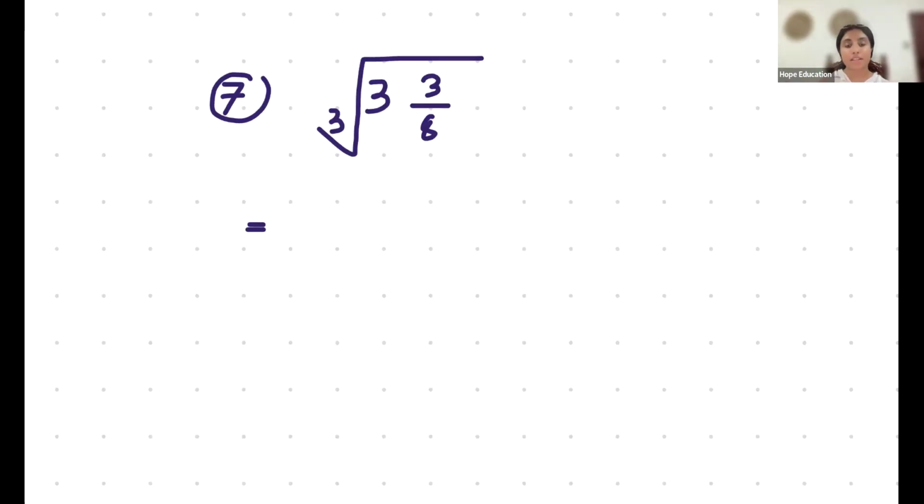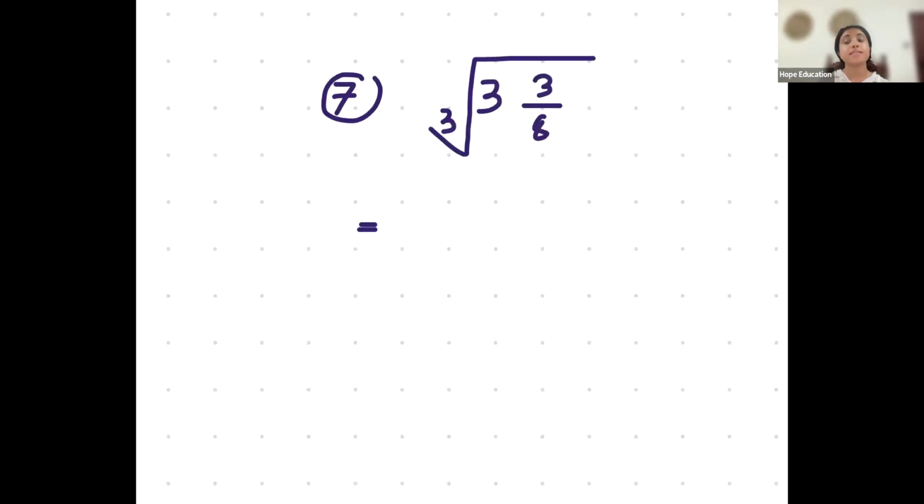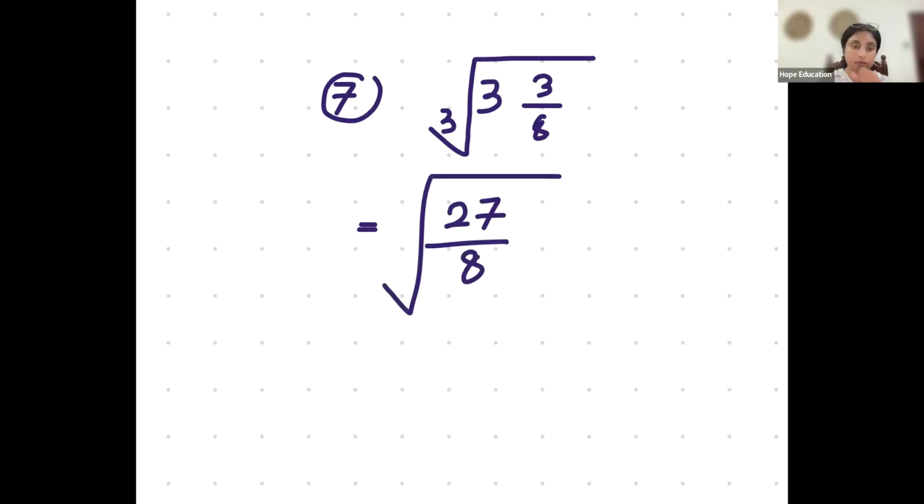Converting it to an improper fraction. So 8 times 3 is 24. 24 plus 3 is 27. So I get 27 divided by 8 root 3.